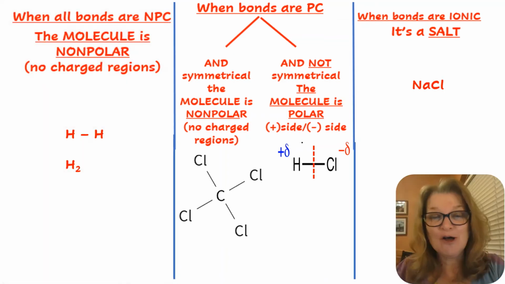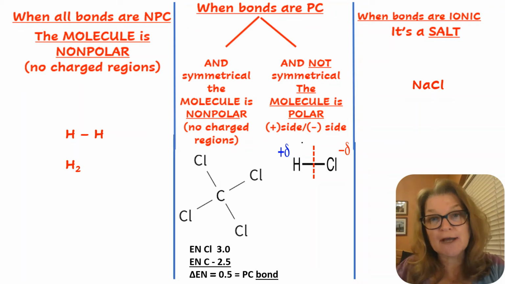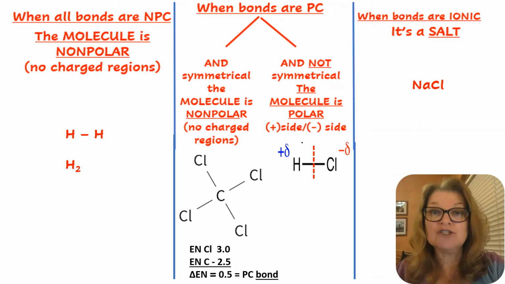All right, so hopefully you were able to find chlorine on the electronegativity table and you saw that its electronegativity is 3.0. Carbon is 2.5, so we're going to subtract those two numbers and the difference comes out to be 0.5, which is greater than 0.4 but less than 1.7, so it's going to be a polar covalent bond. That means the electrons are shared but not shared equally, and they're going to drift towards the atom that has the higher electronegativity, which is going to be the chlorine.